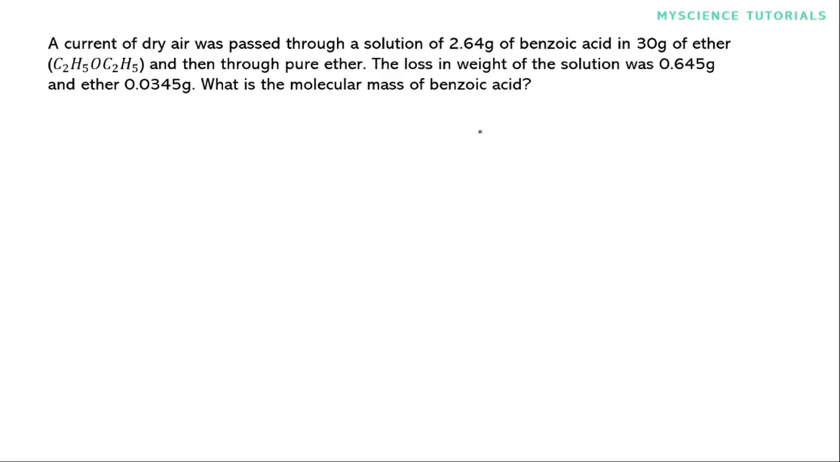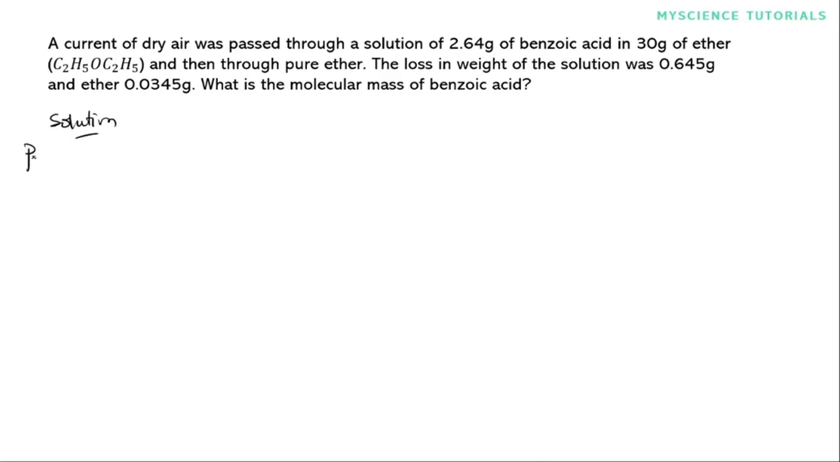In this particular example, let's write down the solution first. They are saying a current of dry air was passed through a solution of benzoic acid, and we are given the mass of benzoic acid and the mass of ether. They are giving us the loss in weight of solution and that of the solvent. So we need to use the loss in weight of solution and the loss in weight of the ether, which is the solvent, to find the lowering of vapor pressure, before we can use it to calculate the molar mass of the benzoic acid. All right, so let's go ahead.